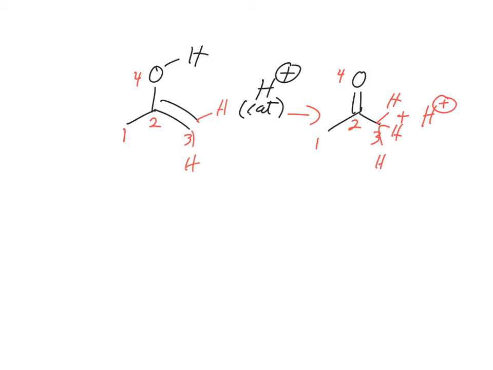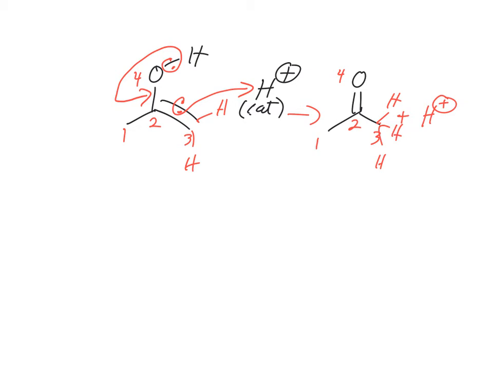So the way this works, the pi bond reacts with the H plus. H plus is the electrophile, right? H plus, strong acid. Make that the electrophile. What's your nucleophile? The pi bond. At the same time, you're going to break this OH bond, and these electrons are going to go there.